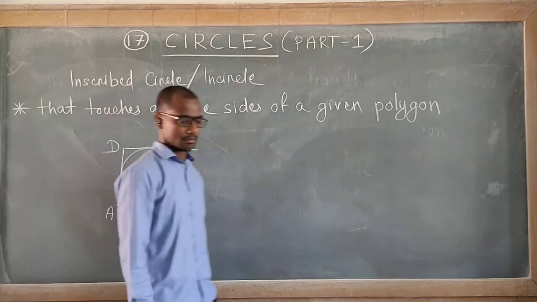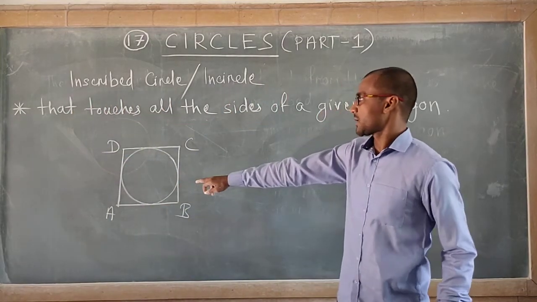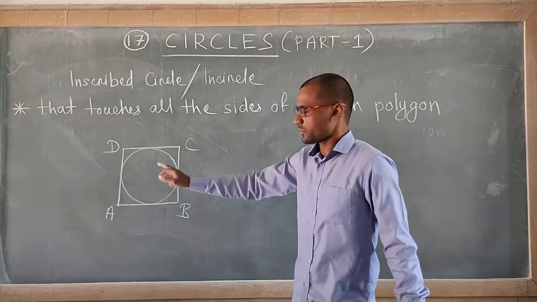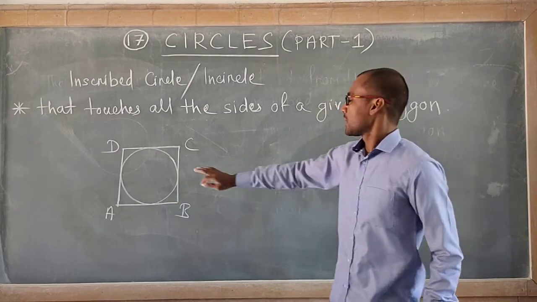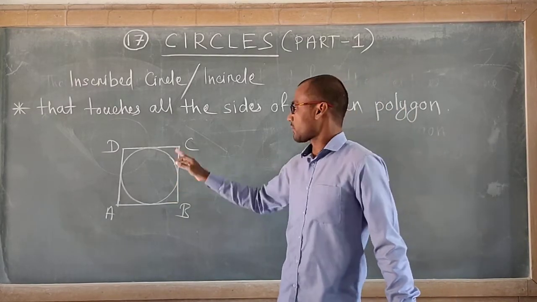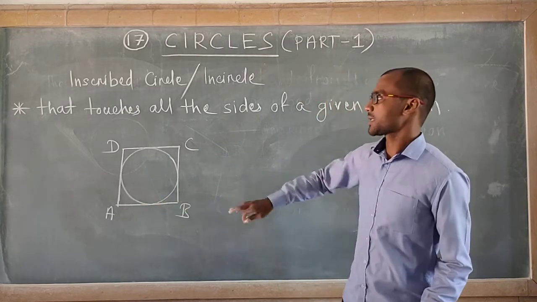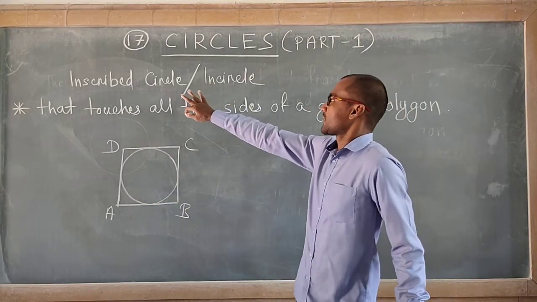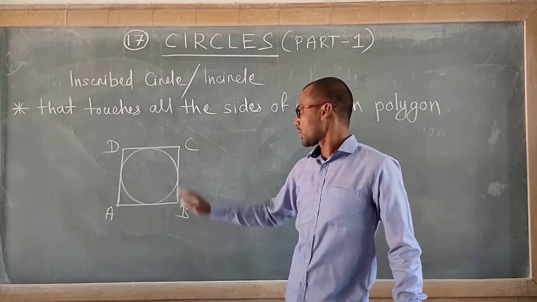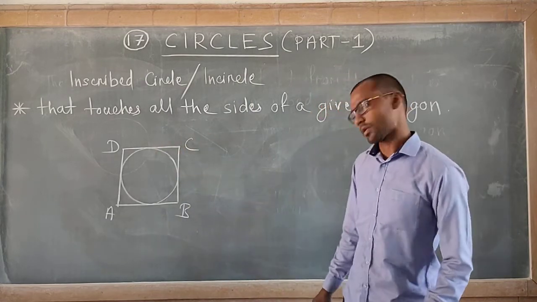Okay, you can see in the diagram, the circle is touching all the sides of this quadrilateral. Sorry, not square. The circle is touching all the sides of the quadrilateral or polygon. Such a circle is called an inscribed circle or incircle. The polygon is outside, the circle is inside. Okay.